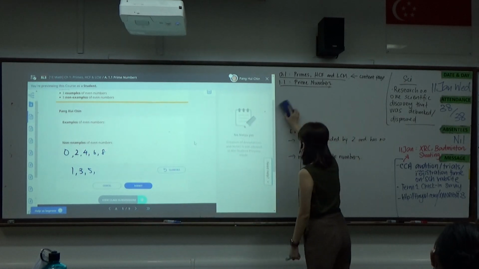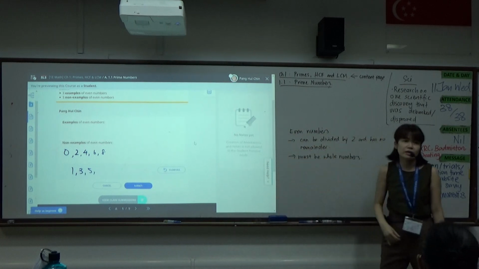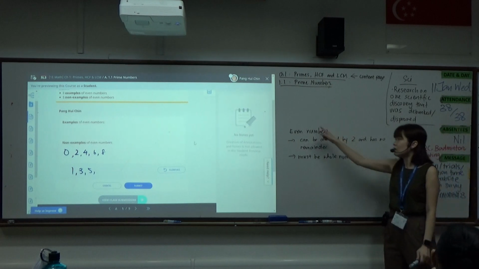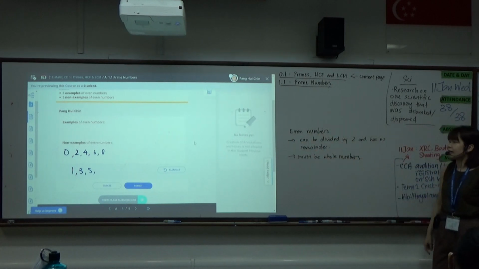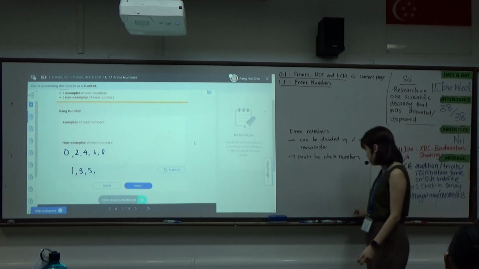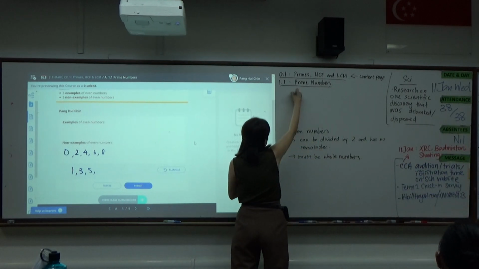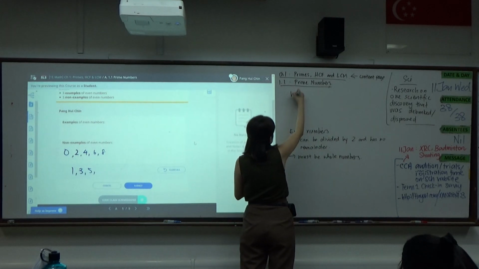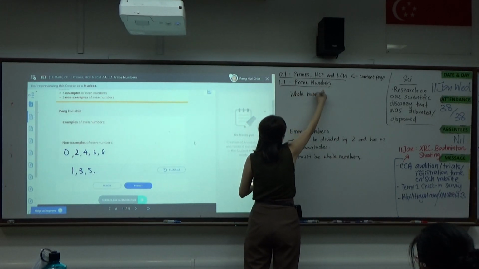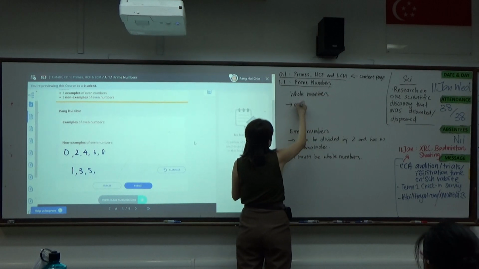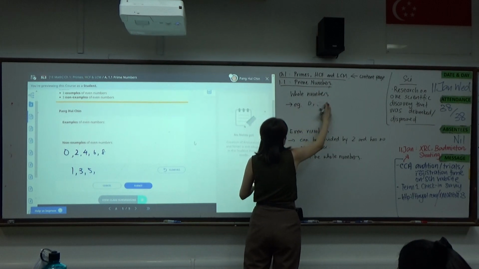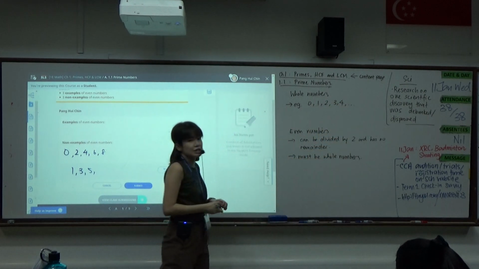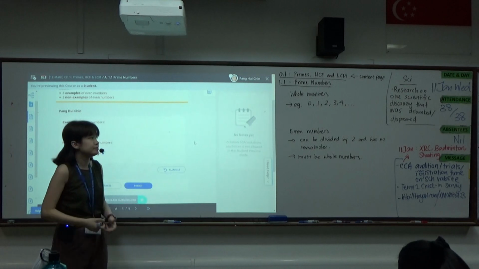So what is an important thing for you to write down from our discussion so far? Those things it is okay if you don't write down. Those are for us to discuss. So you can write down what is considered an even number: can be divided by 2 and has no remainder, must be whole numbers. 1, 2, 3, 4, and so on.